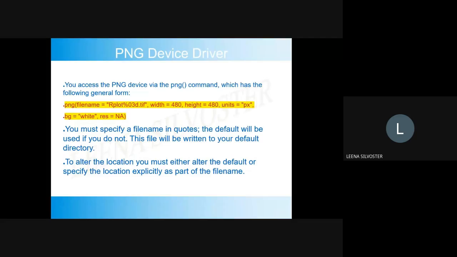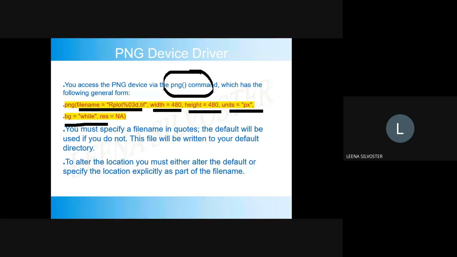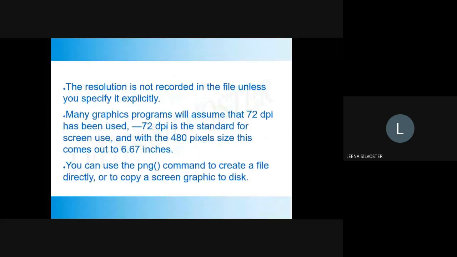PNG graphic device driver. You can access a PNG device via the command png, which has the following syntax. You have to mention the file name, followed by width, followed by height, and the resolution and background. Resolution is not recorded in the file unless you specify it. Usually, you can assume that 72 dpi is used. It is the standard way.